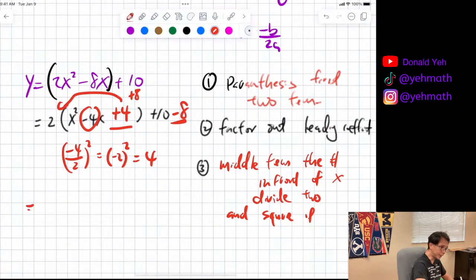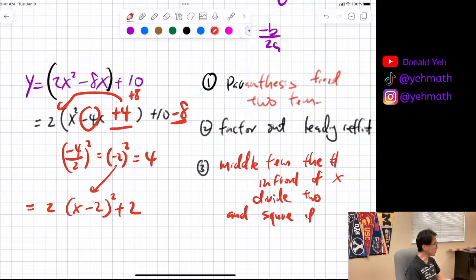Okay, so right here, then it's gonna be 2. Now, how do I complete the square? Just take this. I say x minus 2 squared, and then just do the other side. That's gonna be plus 2. You just find the vertex form.